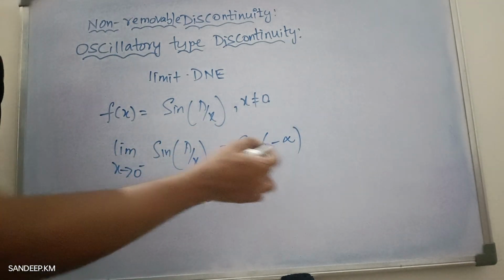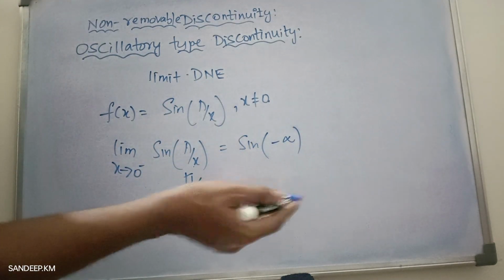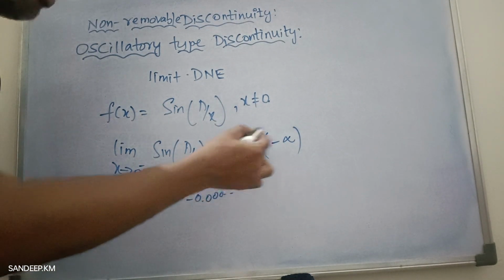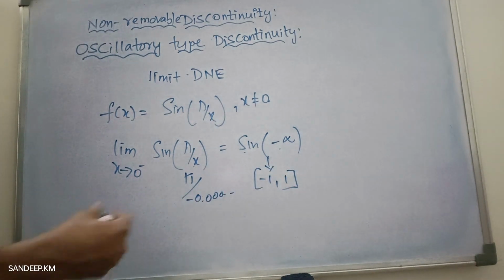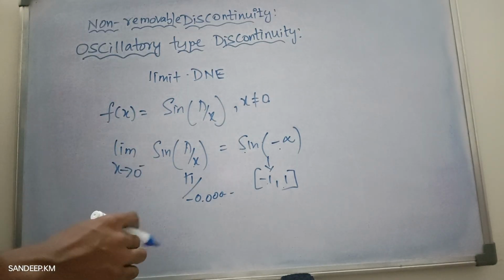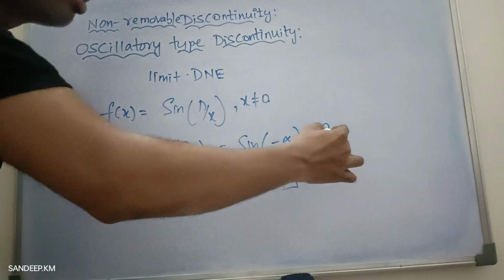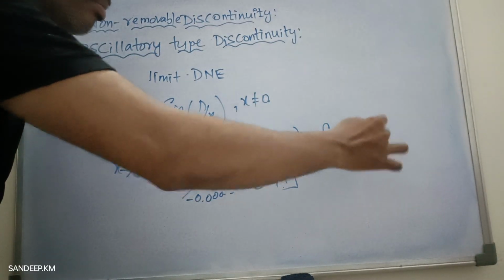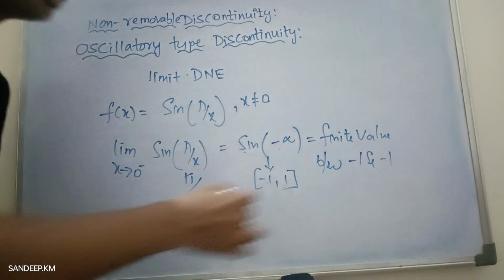And what is sine of minus infinity? Don't say minus infinity or plus infinity. Sine of any value is always between minus 1 and plus 1. The answer is between minus 1 and plus 1. But the problem is that we do not know what is that value. It is a finite value. The answer is a finite value between minus 1 and plus 1.